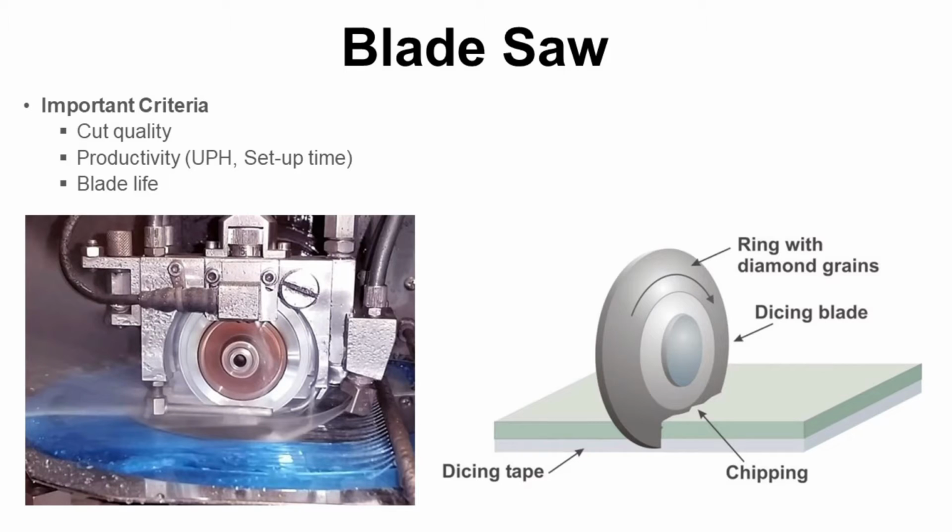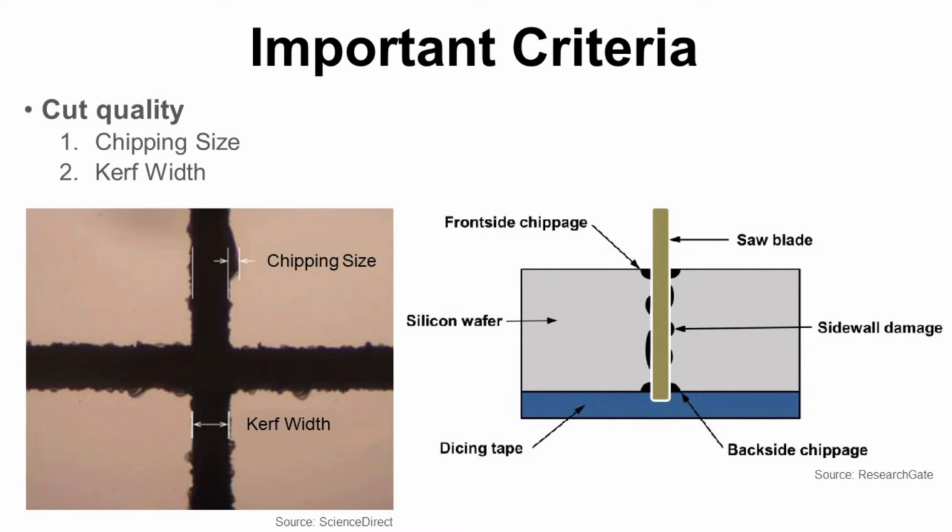If we can use blade only for a short period of time, we need to change blade more frequently, then spend more money to buy more blade. Also, we need to spend more time to set up new blade. All these things increase production cost, which is not desirable. Important criteria of wafer blade saw process are chipping size and cup width.